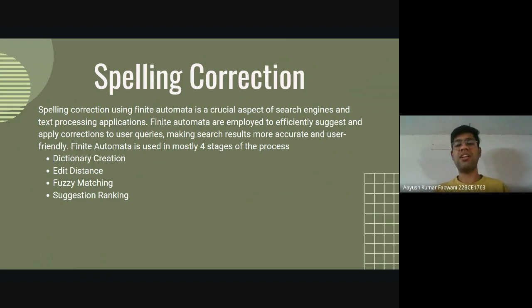So you're finding edit distances. Fuzzy matching, you're finding all the similarities. On the basis of that, you're finding a match, and then suggestion ranking. Finite state automata is used in selecting the suggestion that is most likely in spelling correction.